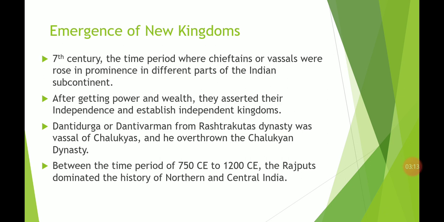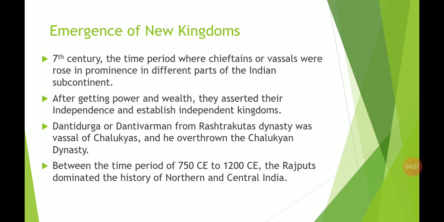So let me tell you what basically a vassal or chieftain or samanta is. If I give you an example, like if the CM needs to run the state, he needs several ministers to run it. So for that he shares his power among them. Why has he shared his power among them? Just to make the rule easy. For that he shared his power with various ministers as well as some bureaucrats, meaning the civil servants basically. What do they do? They help to run the government smoothly.